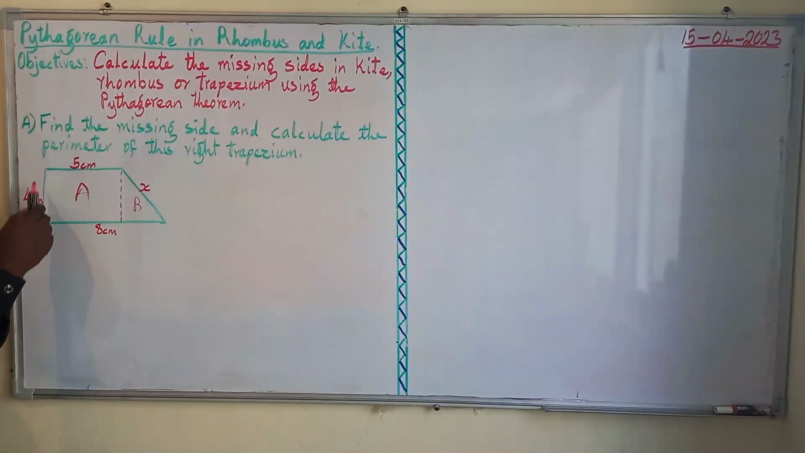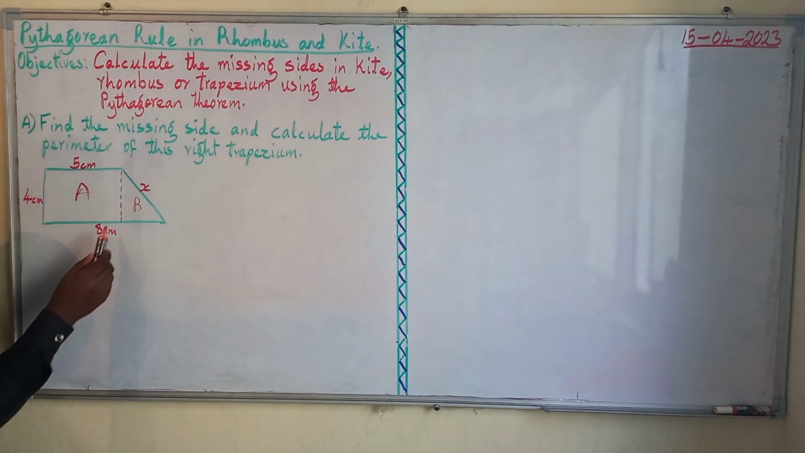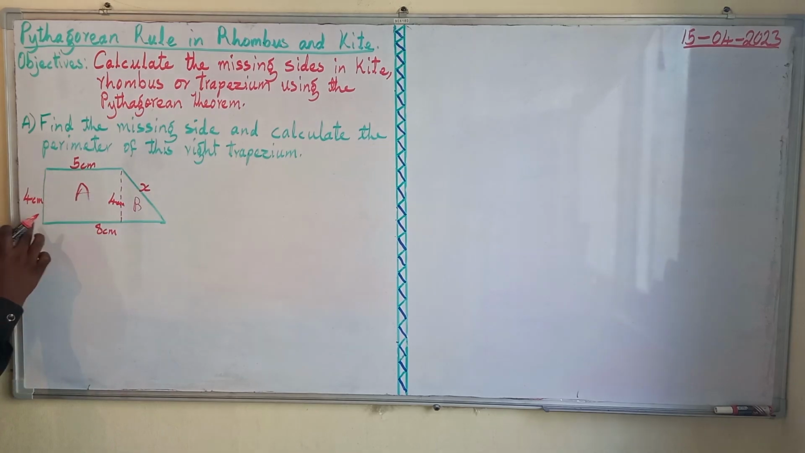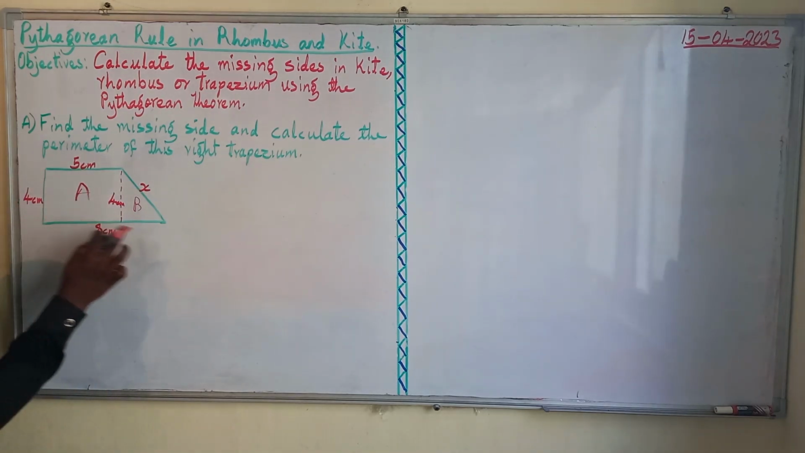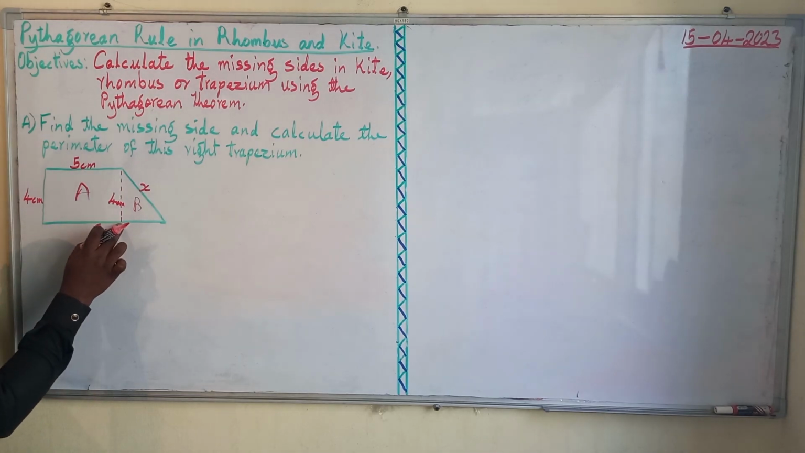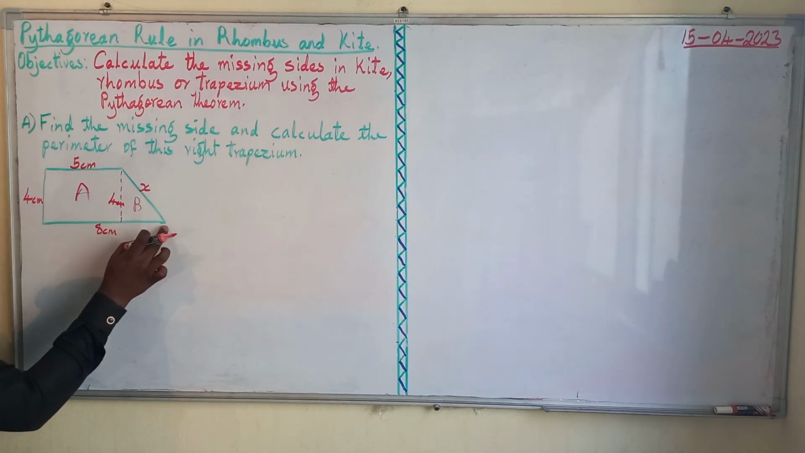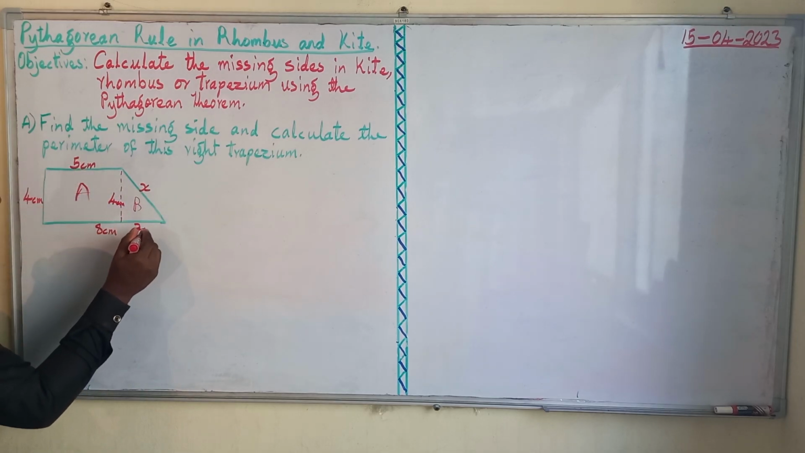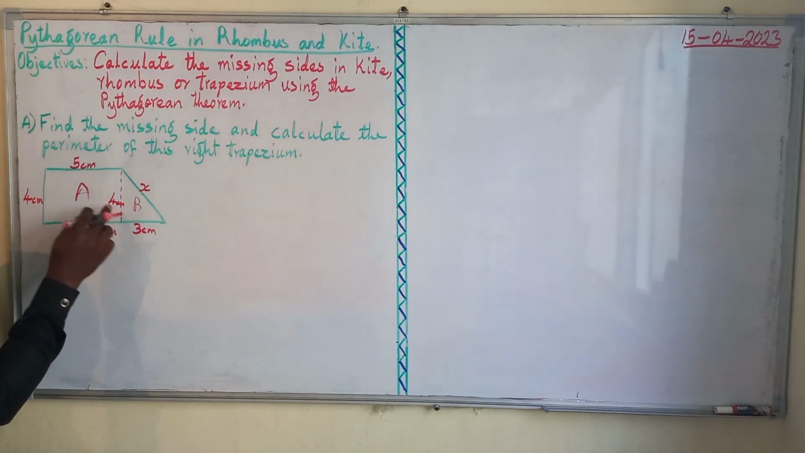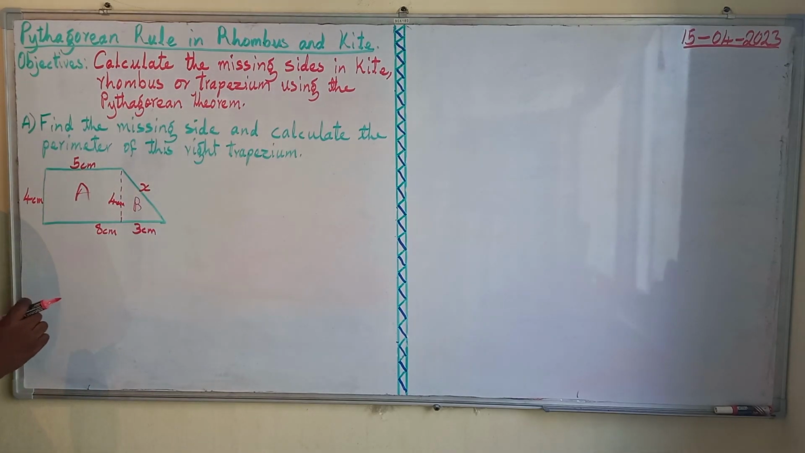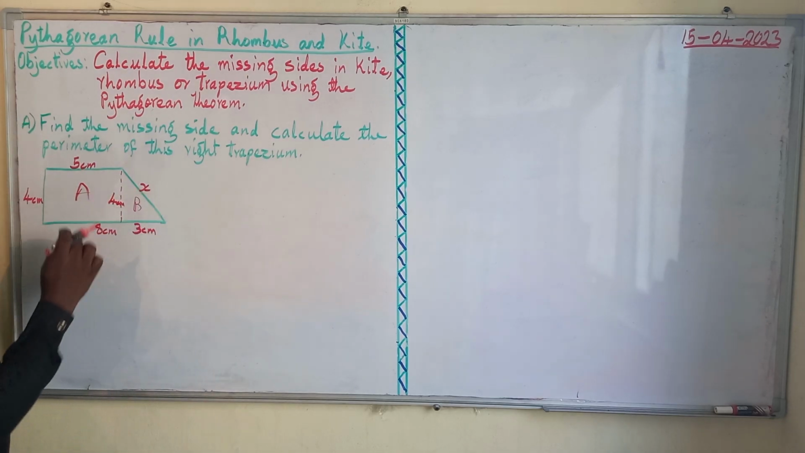If from here to here is 4, then from here to here will be 4 centimeters. So we have our height as 4. If from here to here is 8 centimeters and from here to here is 5, then the remaining one will be 8 minus 5, which is 3 centimeters. If we have our height and our base, then we can easily find the hypotenuse, which is x here.